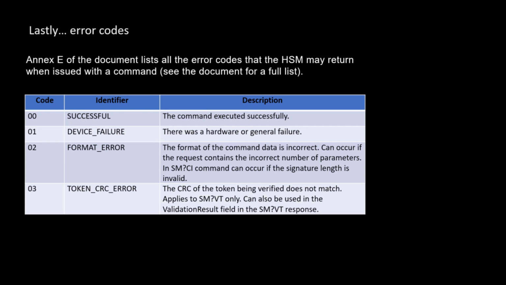Lastly, error codes. Annex E of the document lists all the error codes that the HSM may return when issued with a command. And you can see the document for a full list, but essentially it gives you the code number, an identifier, and a description of the error code.